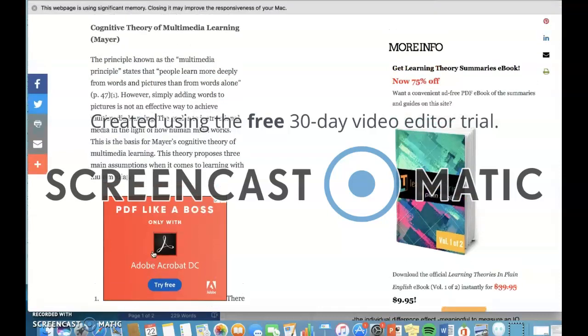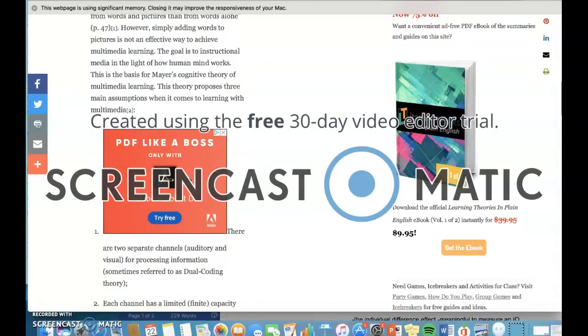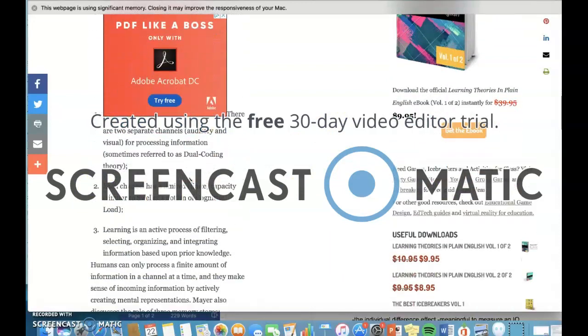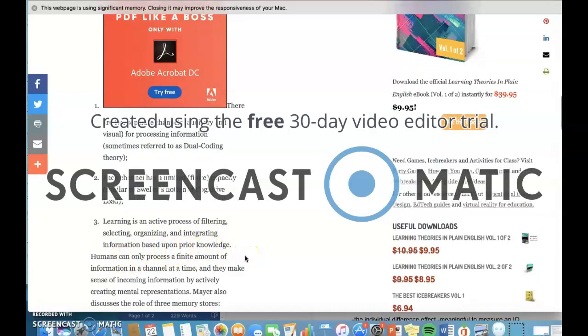The goal is to have instructional media in the light of how the human mind works, and this is the basis for Mayer's theory of multimedia learning, which proposes the 3 main assumptions when it comes to learning in multimedia, which are that there are 2 separate channels, auditory and visual, sometimes referred to as dual coding theory, and that each channel has a limited or finite space, and that learning is an active process of filtering, selecting, organizing, and integrating information based upon prior knowledge.